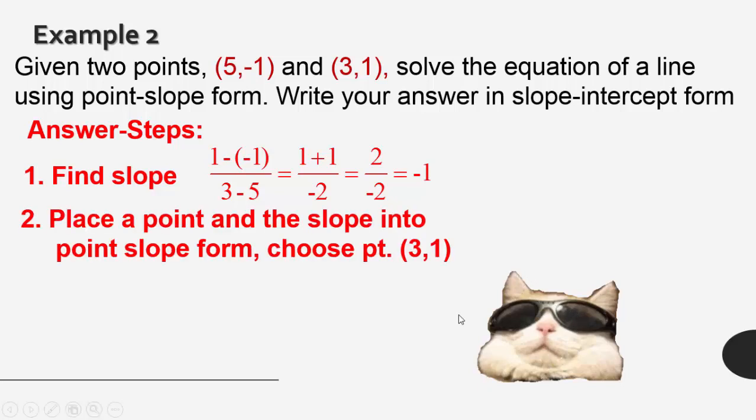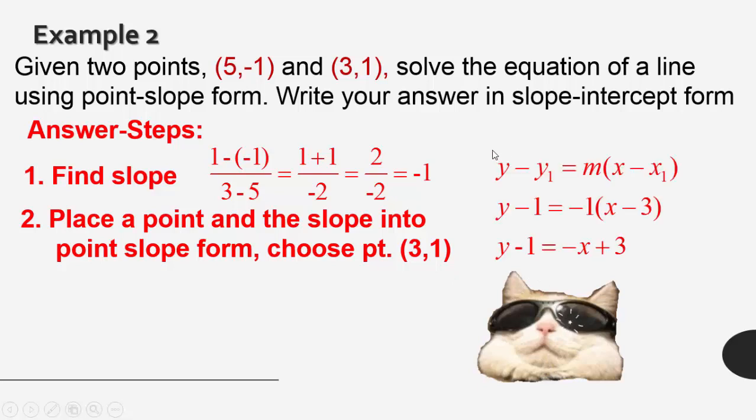In step number 2, we place a point and the slope into the point-slope form. We can choose either point, (5, -1) or (3, 1). I will choose (3, 1) because they're both positive. So here I have my formula for point-slope form. For my y1, I will choose 1 from this point, and for my x1, I will choose 3 from this point. Then I use the distributive property and distribute -1, and I get -x. Then I multiply -1 times -3, and I get positive 3.